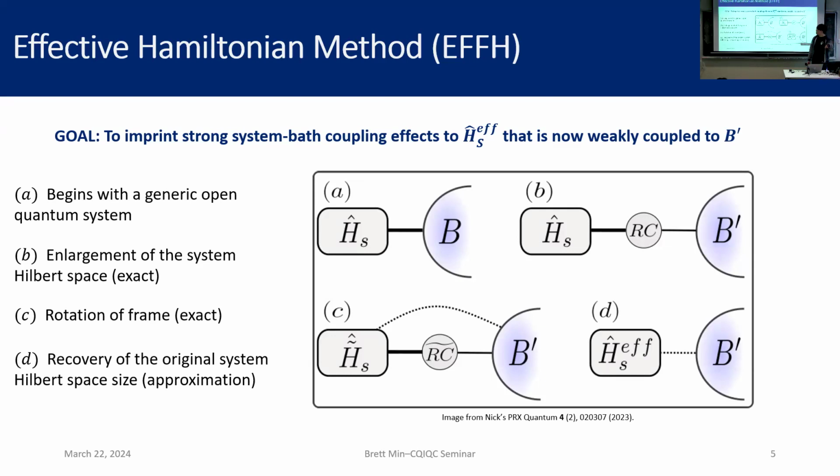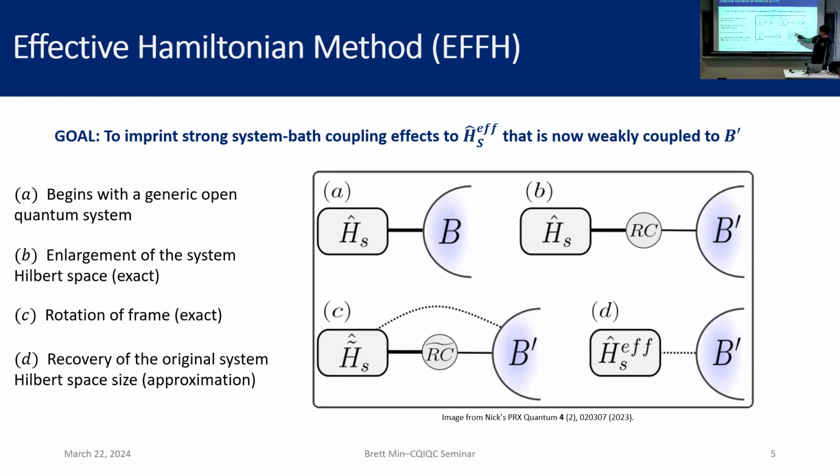But we are interested also in the strong coupling regime. So how do we do that? So Nick developed this method called the effective Hamiltonian method. So the goal of this method is to imprint strong system bath coupling effects to the new system, and that is now weakly coupled to the bath. So then we can use the usual weak coupling techniques to a strong coupling problem. So I'll first begin with how this method works.